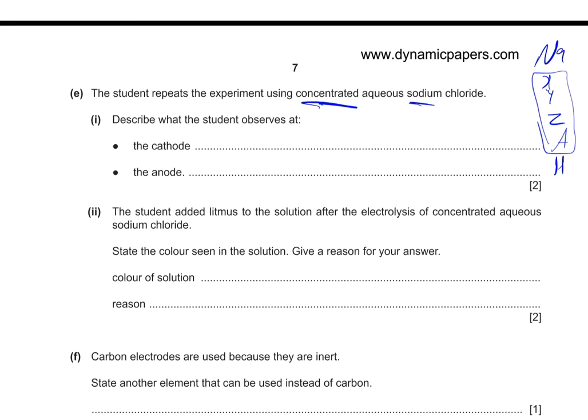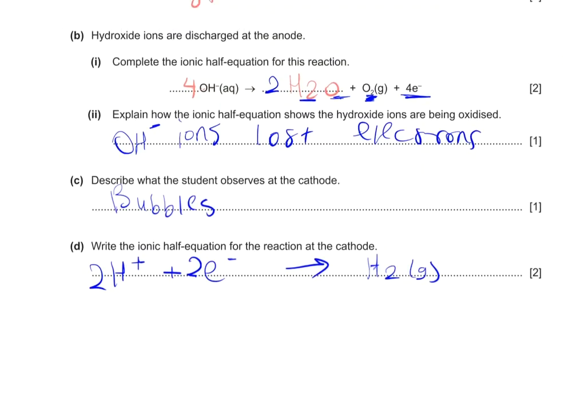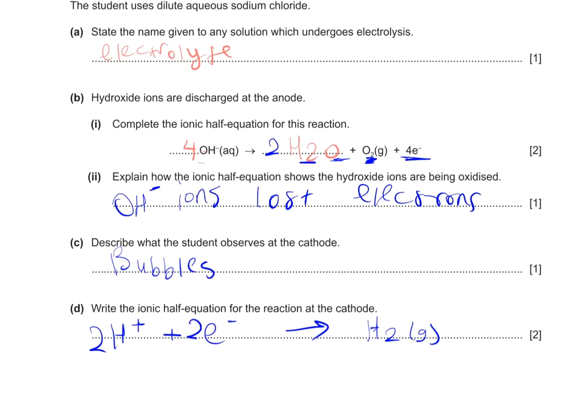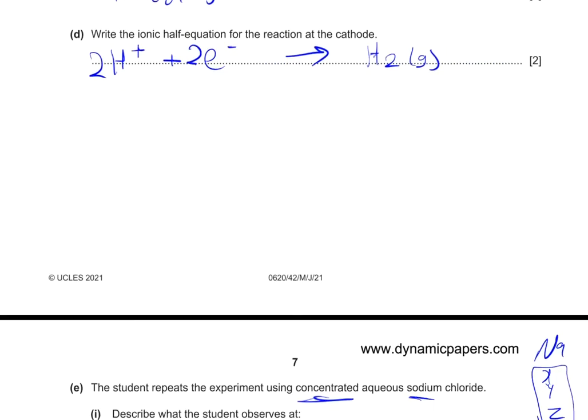So we're going to say that bubbles will still form at the cathode, and at the anode, we're going to say that a green gas would be observed, because when the solution is concentrated, the Cl is discharged instead of the OH, which was the anode product, and the OH was the one going to the anode in the dilute solution.